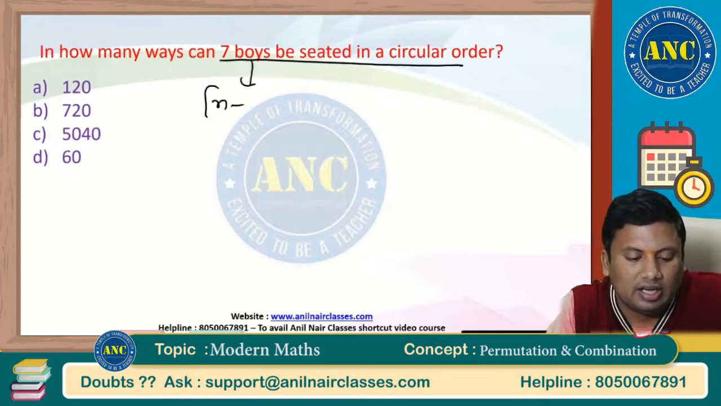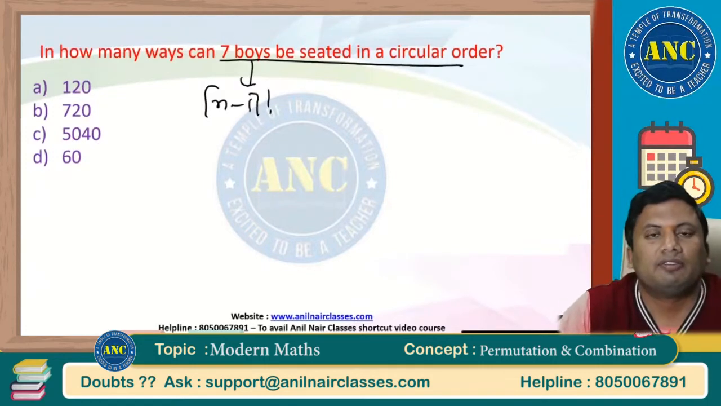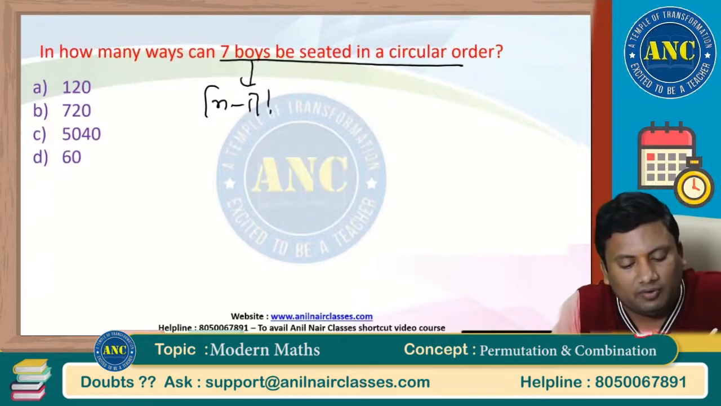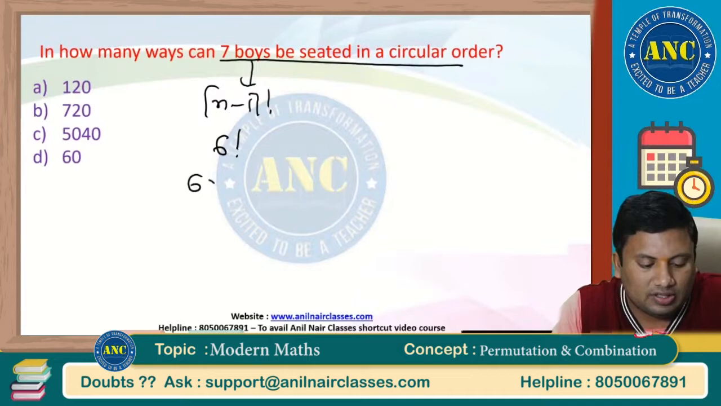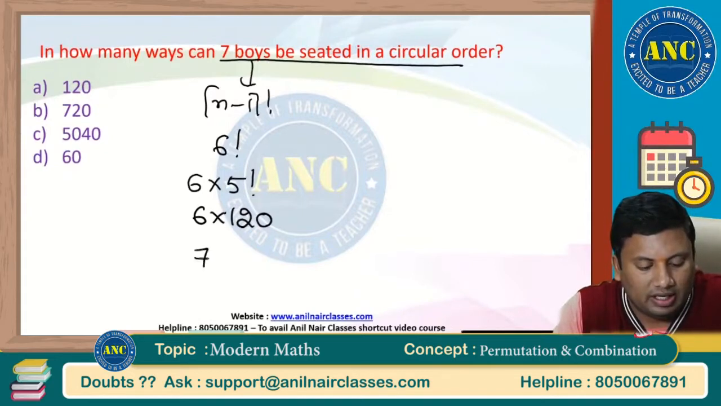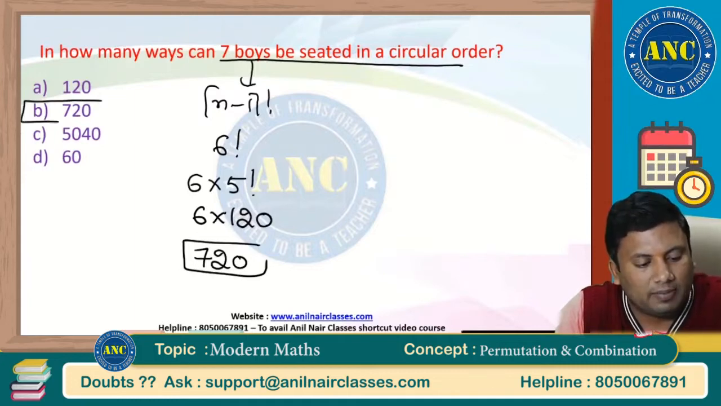In how many ways can 7 boys be seated around a circular order? For circular arrangements it is n minus 1 factorial, since the first person can sit in only one way. This is nothing but 6 factorial, which is 6 into 5 factorial. 5 factorial is 120, and 6 into 120 is nothing but 720.